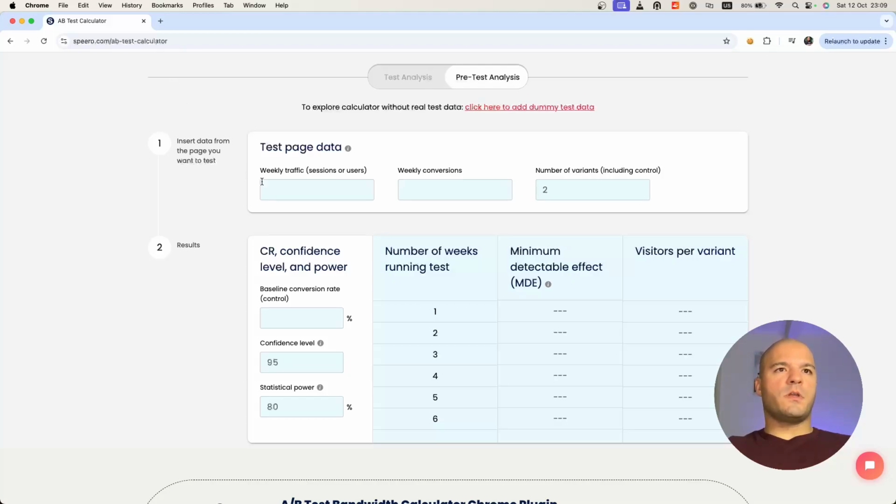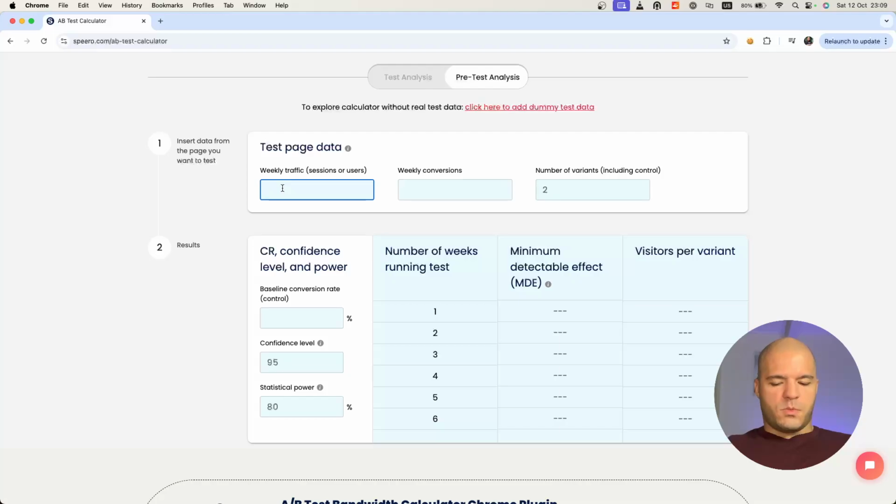So if we look over here, we need, of course, the weekly traffic, which is based on users or sessions. We will have the weekly conversions. We will have to fill in the number of variants that we are running this test for, and once we fill in the information here, it will already assess our baseline conversion rate. So let's work with some fictitious numbers here, and let's see what we get.